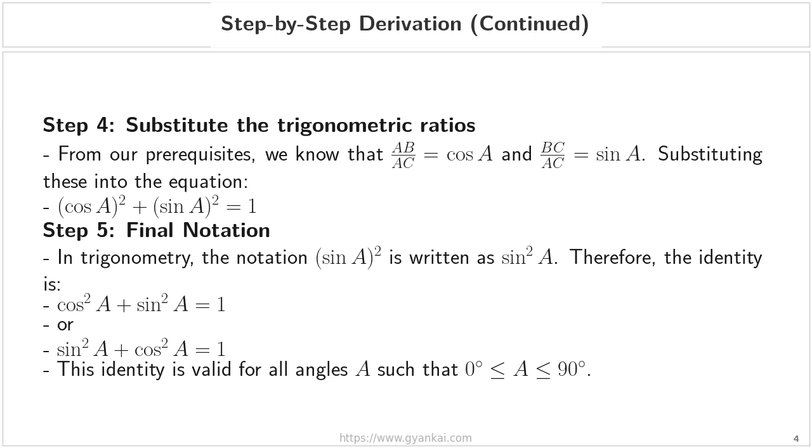Now that we have successfully rewritten our fractions as squares of ratios in the previous step, we move into the final stages of our derivation. Now, let's look at how this fundamental identity actually applies to a real-world scenario involving a ladder.